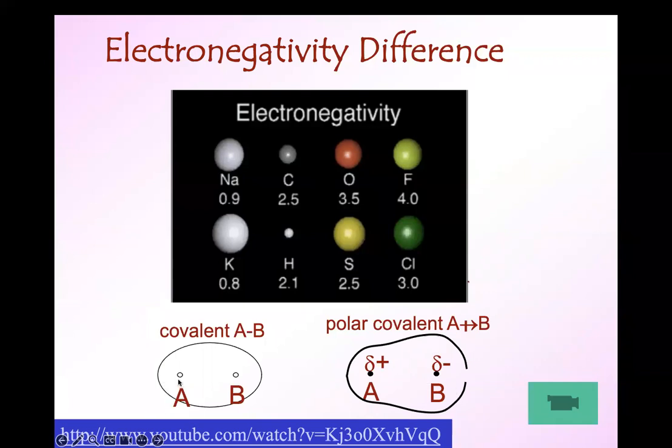You may pause it and think about some cases. Which one would this AB be? The answer is here. For example, if the bond is between carbon and sulfur, carbon has 2.5 and S has 2.5. If they form a covalent bond, it will be non-polar. However, for this one, AB, we form a polar covalent bond with A delta positive and B delta negative.